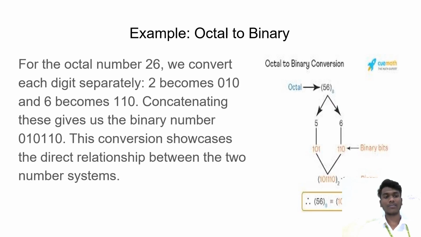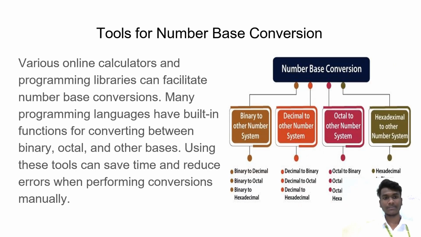Octal to binary example. For the octal number 26, we can convert each digit separately. 2 becomes 010, 6 becomes 110. Concatenating these gives the binary number 010110. This conversion showcases the direct relationship between the two number base systems.